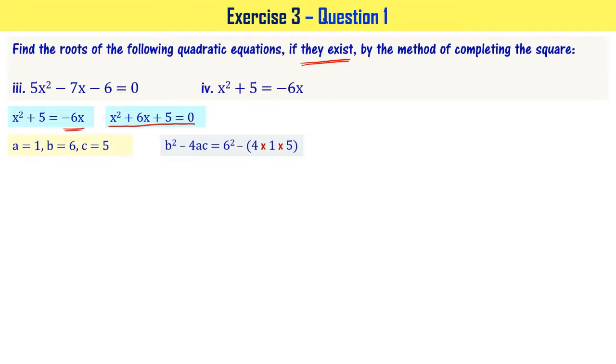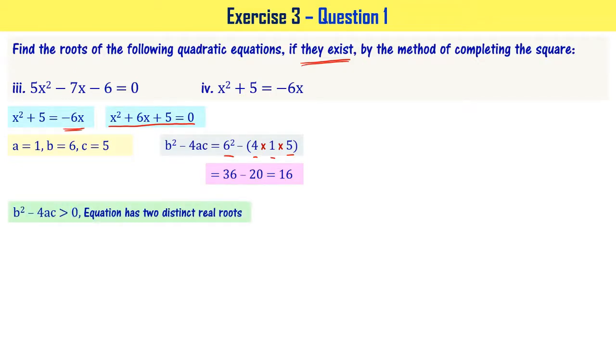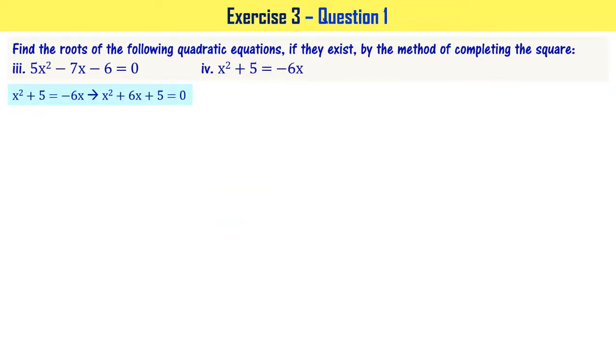B square is 6 square minus 4 times a is 1 times c is 5. When you simplify this, you say that this is 36 minus 20, that is equal to 16. B square minus 4ac is greater than 0, right? 16 is a positive number. That's why b square minus 4ac is greater than 0. The equation is going to have two distinct real roots. We have to find them using method of completing square, right? Let's do that now.